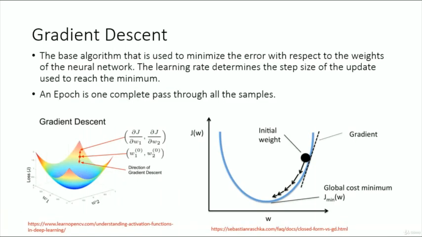So first of all, let's talk about gradient descent. Gradient descent is the base algorithm. It's the general method that is used to update the weights. You can think of gradient descent as the big guy, the parent of all of the other optimization algorithms, because they're all dependent on this gradient descent base algorithm.